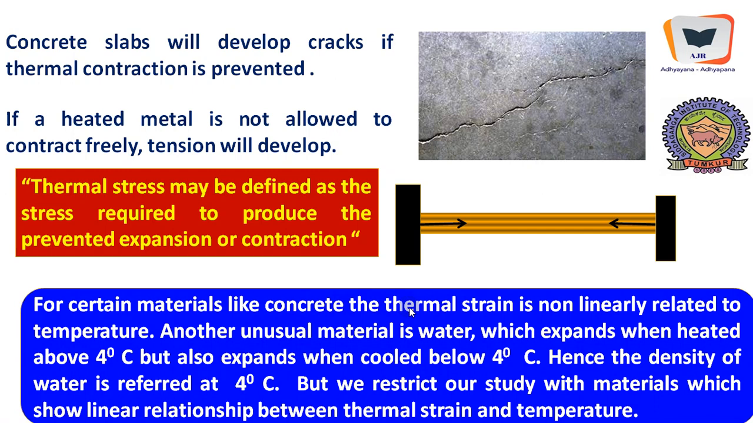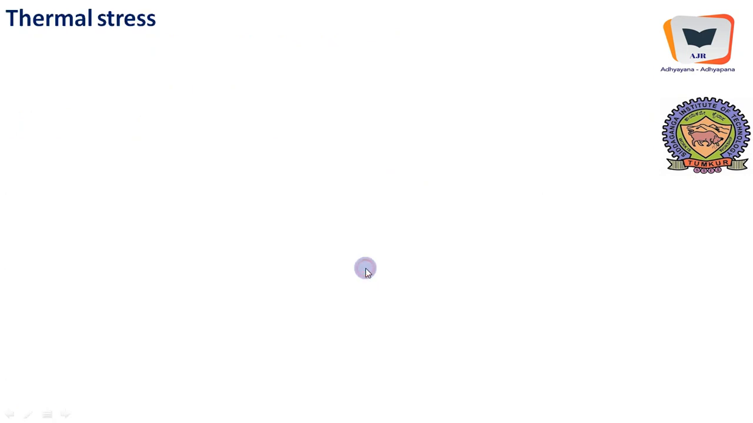And for certain materials like concrete, the thermal strain is not linearly related to the temperature. We cannot write alpha delta T into L, and it varies non-linearly. The changes in the stress values, and of course unusual changes in the strain values. Another unusual material is water, which expands when heated above 4 degrees centigrade, but also expands when cooled below 4 degrees centigrade. Hence, the density of water is referred at 4 degrees centigrade. But we restrict our study to materials which show a linear relationship between thermal strain and temperature.